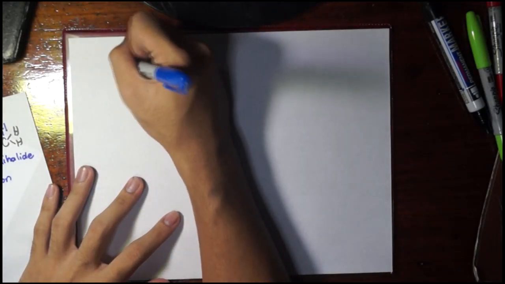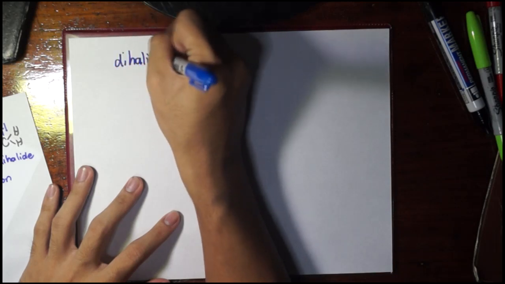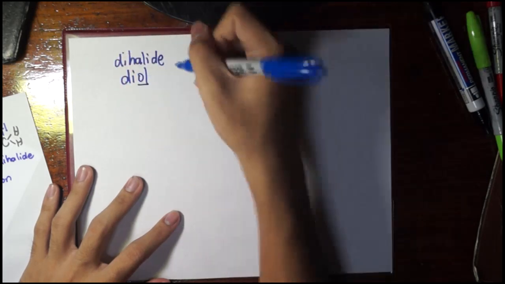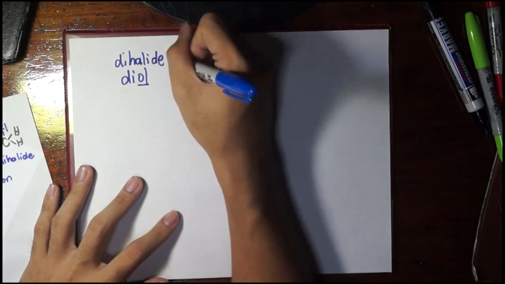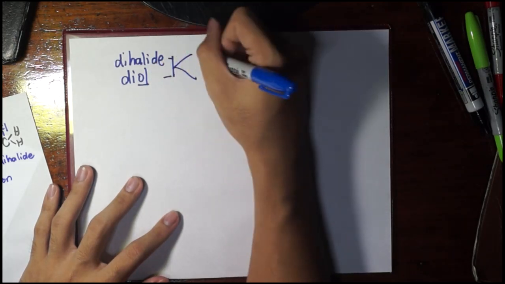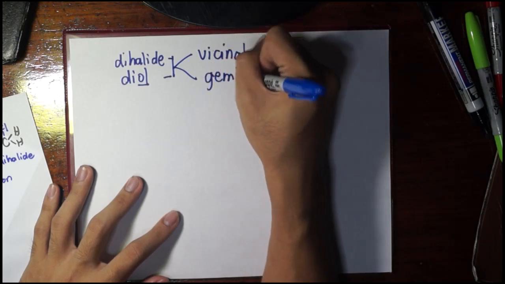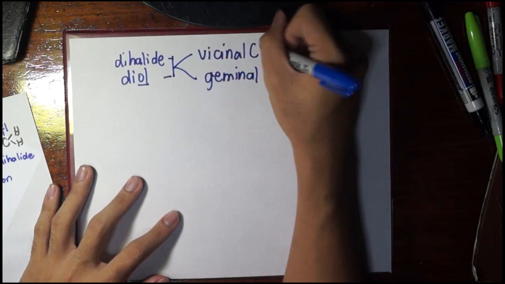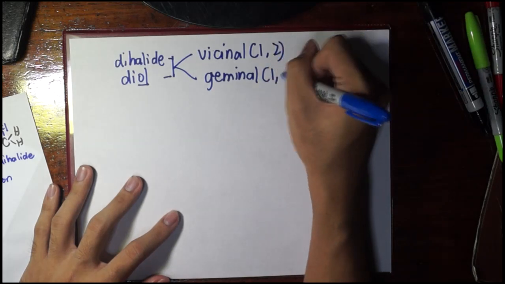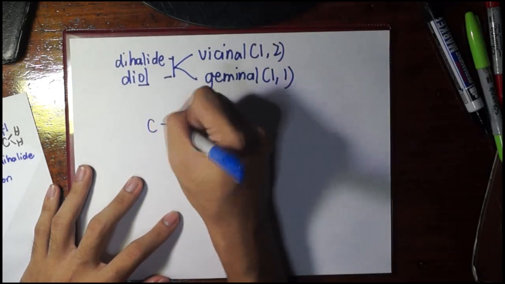But here I would like to put a note. A dihalide or a diol, diol being for alcohols or ones with OH, can either be vicinal or geminal. So if we use locants, vicinal is actually 1,2. Geminal is 1,1. Let's have an example.